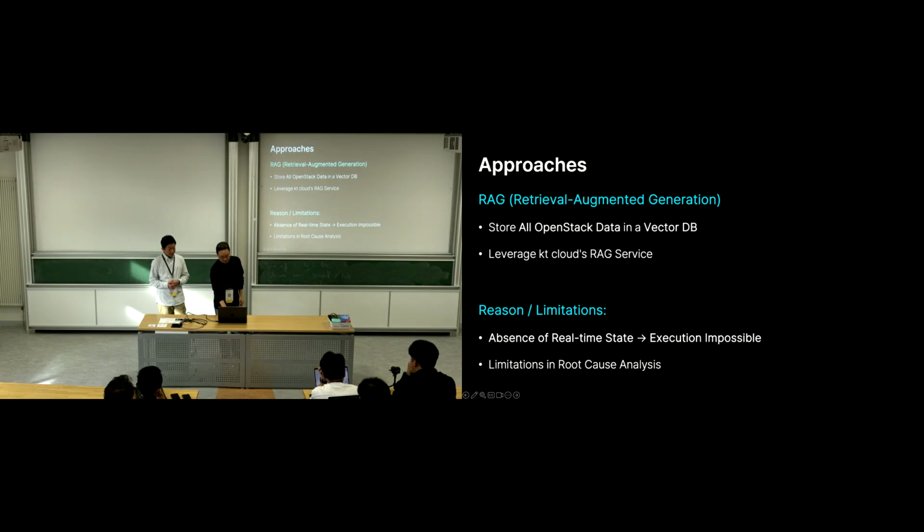To use RAG, you need several components: vector DB, OCR, embedding model, and model serving. The good news is that KT Cloud already provides this RAG service, so we can use that without installing the services. This made RAG our starting point.